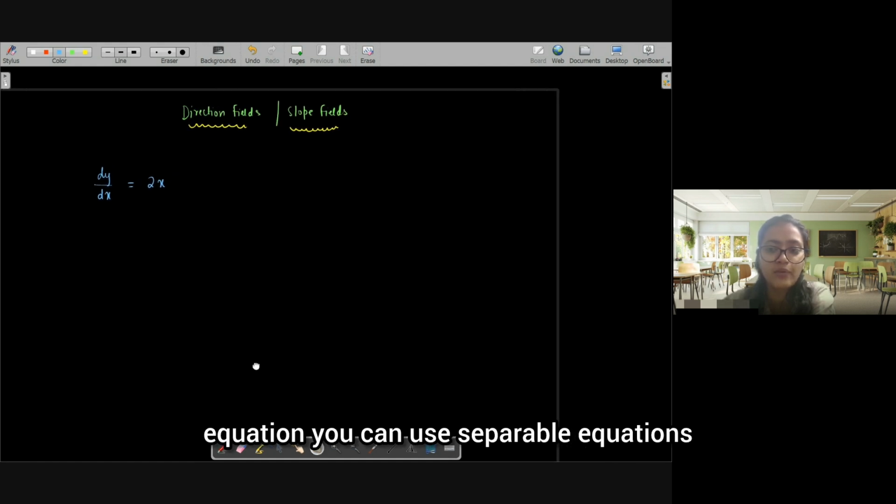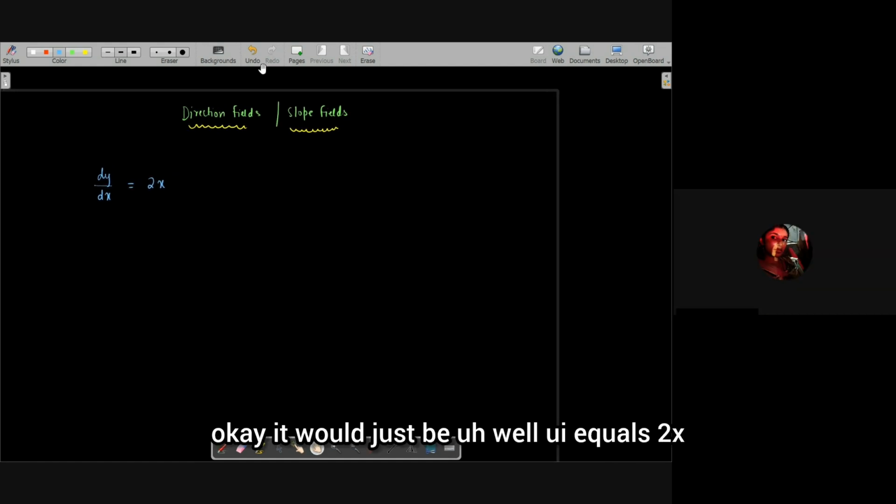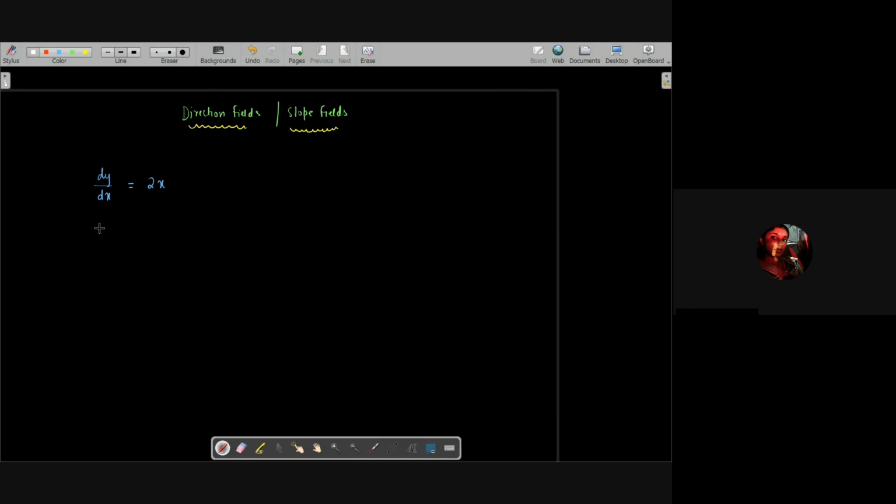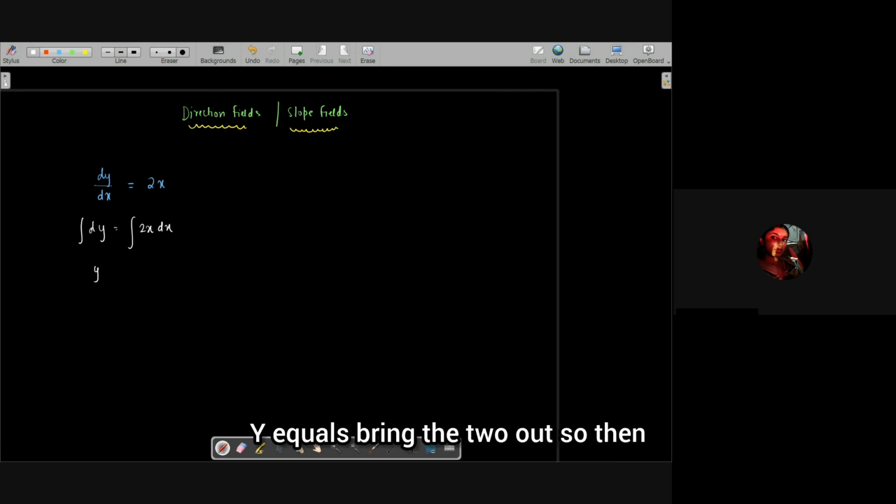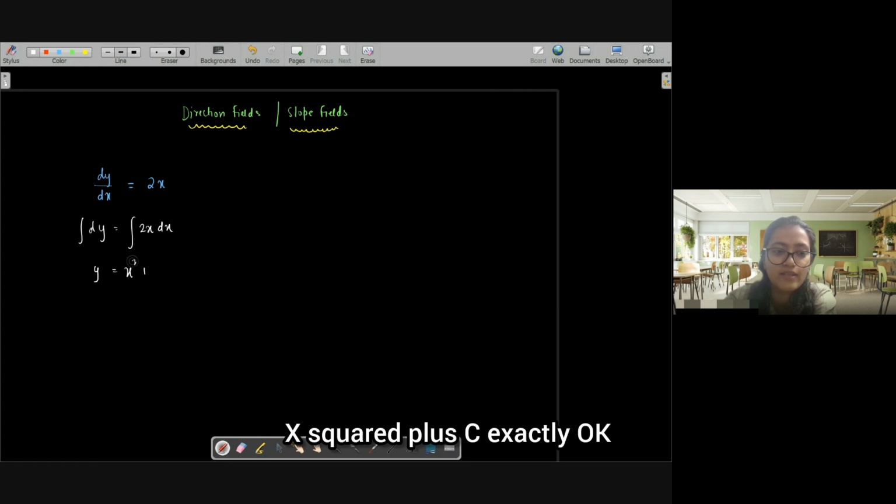You can use separable equations. It would just be, well, dy equals 2x dx, so integrating that, y equals x squared plus c. x squared plus c, exactly.